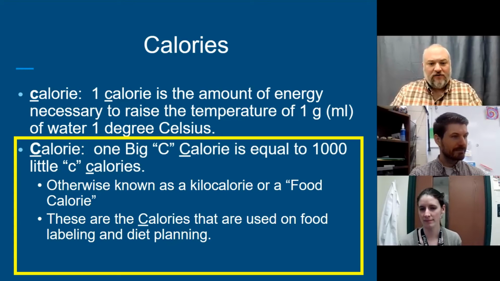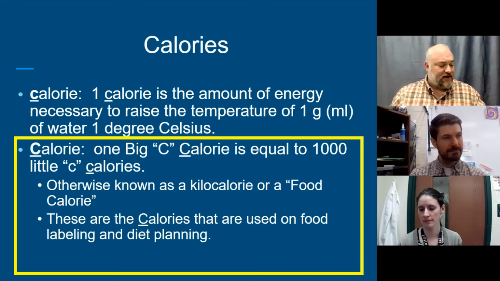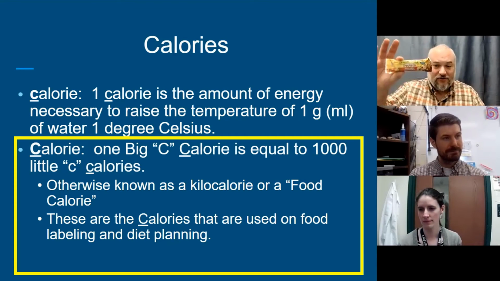Now you notice below there, we've got a calorie with a big C underlined. That 1 big C calorie is equal to 1,000 little c calories. So just like you have a gram and a kilogram, you can have a little c calorie and a kilocalorie is the technical term, but we also use a food calorie or a big C calorie. They're all the same thing. And the reason we do that is those are the calories used on food labeling and diet planning. Like this thing right here had 190 big C food calories in it, kilocalories.